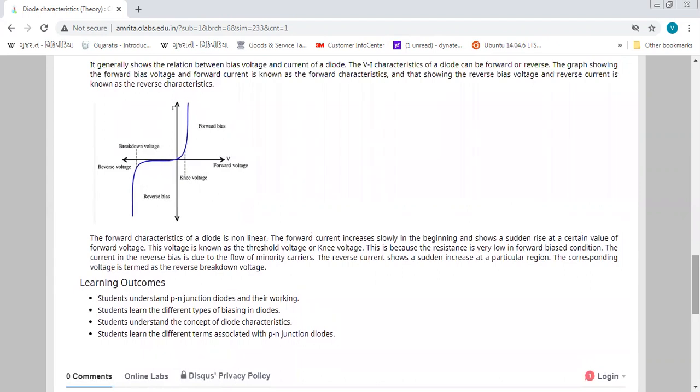So after performing this experiment, these are the learning outcomes. So you will be able to understand PN junction diodes and their working. You will learn the different types of biasing in diodes. You will understand the concept of diode characteristics, and you will learn the different terms associated with the PN junction diodes.